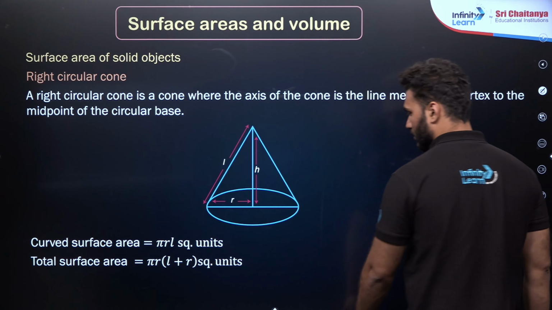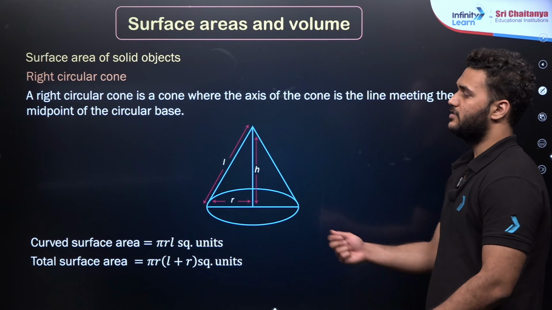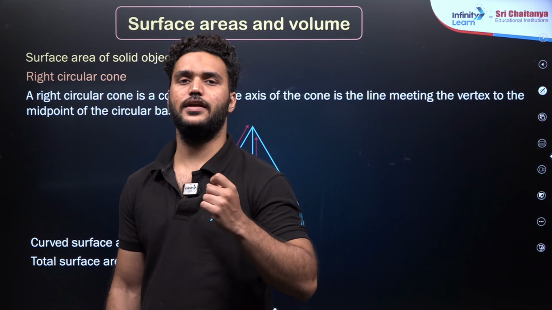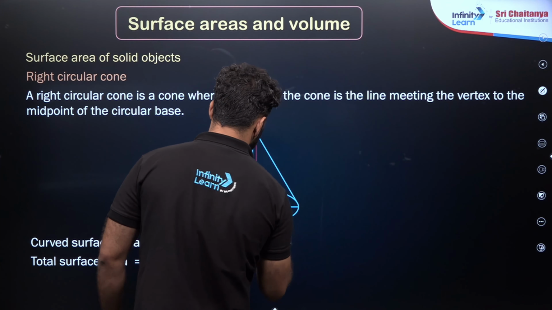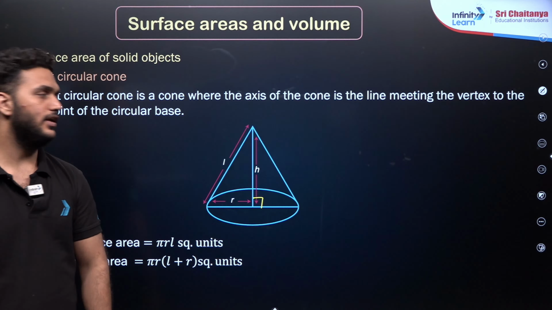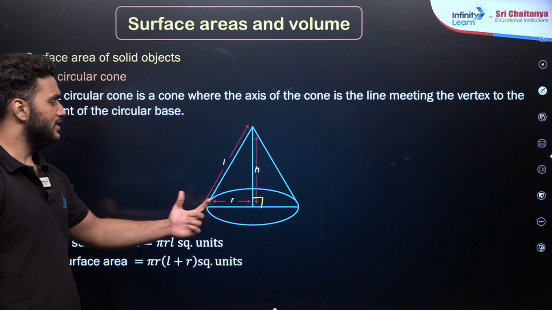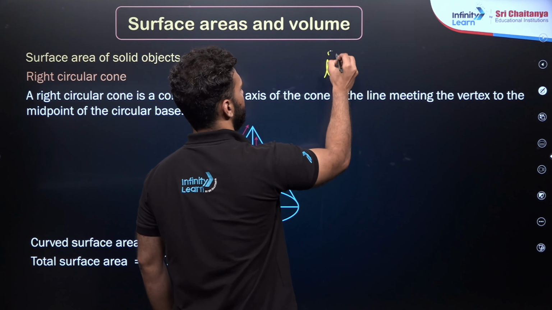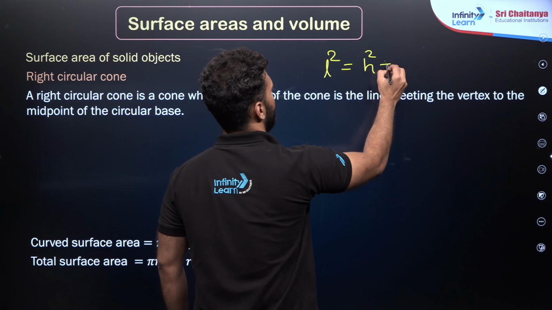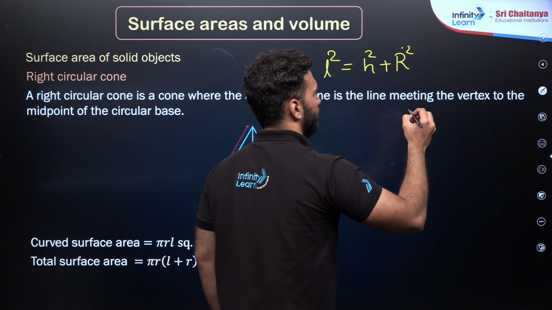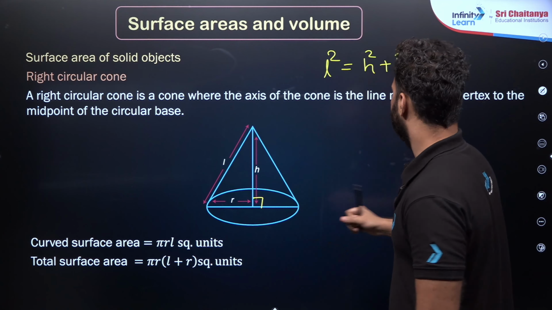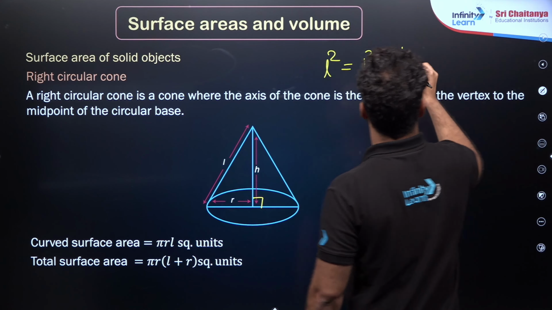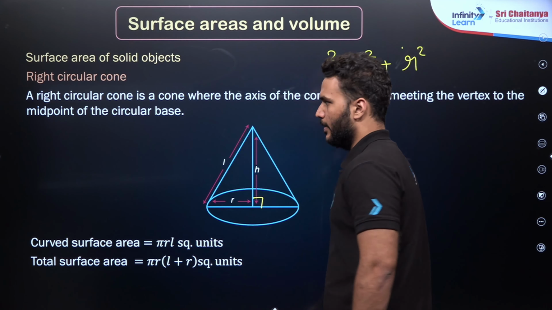Then we have the cone. What is a right circular cone? Again, the radius and the height have a 90-degree angle between them. Now, using this 90 degrees, we can find a relation using the Pythagorean theorem that l square is equal to h square plus r square. Okay, here we have small l and small r. Let's use that.